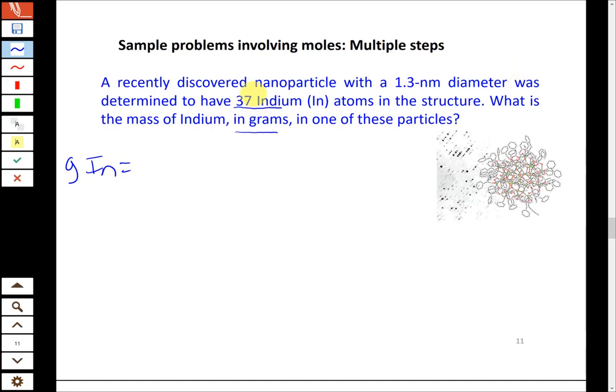We know if we're starting with 37 indium atoms, we're going to try to figure out how many grams are in that quantity. But in this case, we don't have a simple one-step conversion. We don't know the mass easily of an individual atom of indium. We can look it up, but we don't have that number very easily available to us. So this is going to be a two-step conversion.